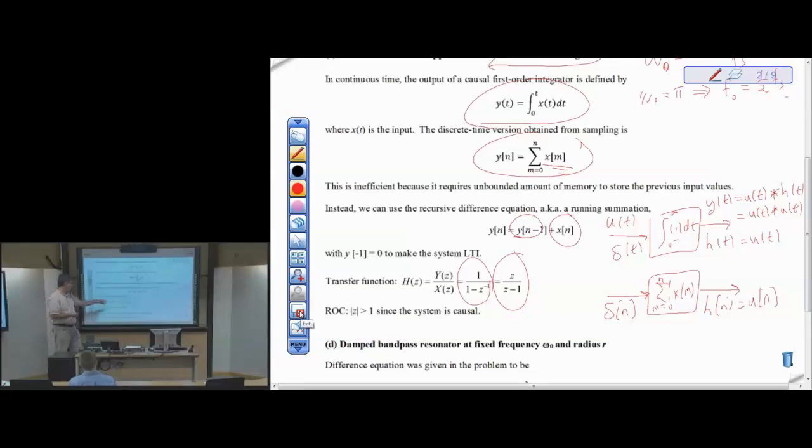So the inverse Z transform of this transfer function is the step, provided that the region of convergence sends me in the causal inverse direction. If the absolute value of Z were less than 1, then this would be a u of minus n. I'd be going back the other way, the anti-causal.